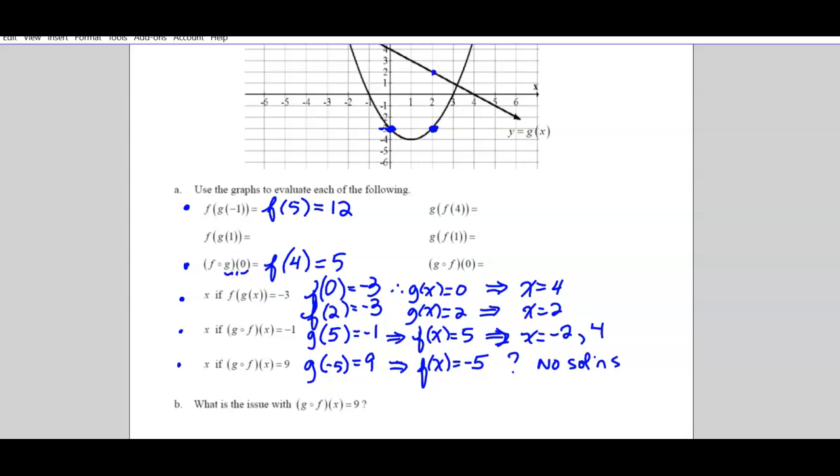Okay, this last one here. So this is g of f of x equaling 9. So that means g of negative 5, we know, equals 9. We're going the outside part. That means f of x needs to be equal to negative 5. But if I look at my graph, there are no points on f that equal negative 5. So there's no solutions to that. There is no value of x that will give you g of f of x equaling 9.